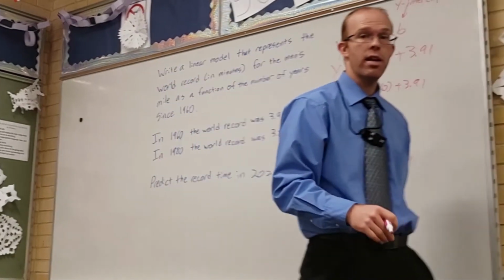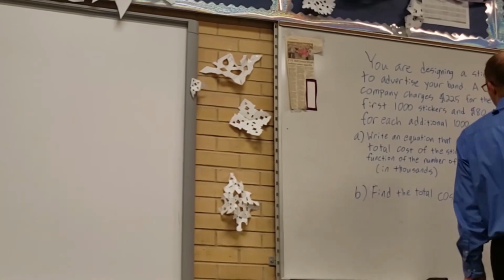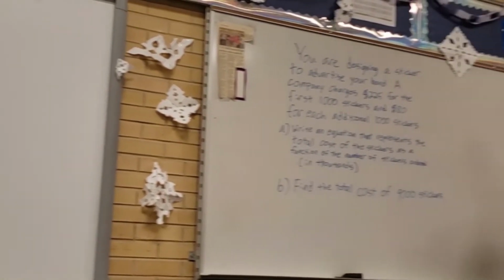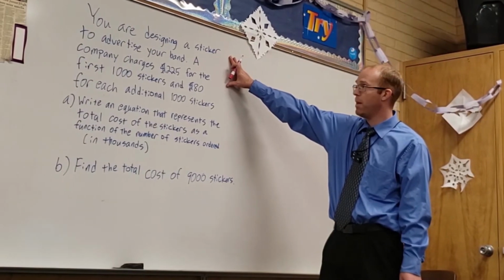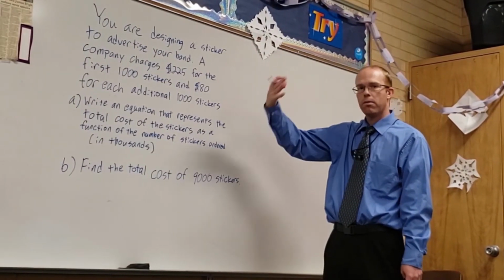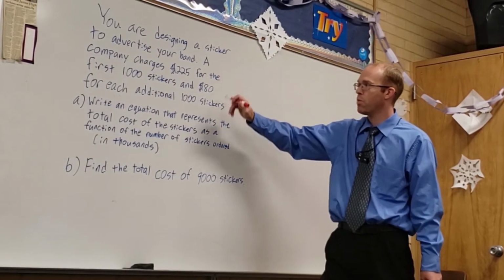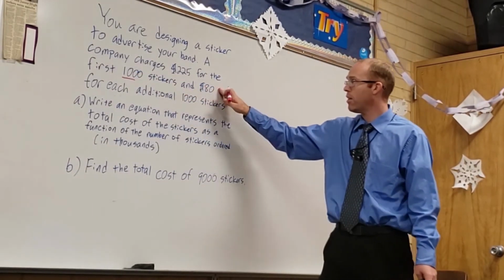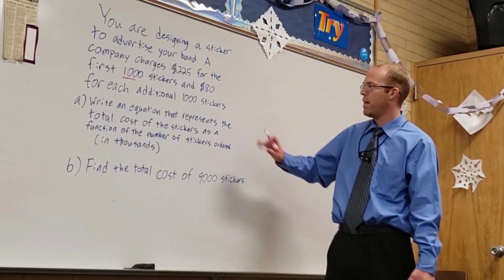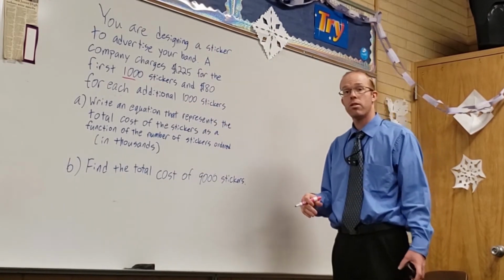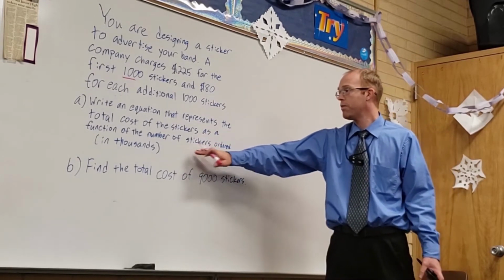Let's take a look at a second equation over here, a second story problem. For this one, we're going to do a little business right here with a band. We are designing a sticker to advertise for our band, and we want to take a look at the prices. So we see that the company charges $225 for the first 1,000 stickers and $80 for each additional 1,000 stickers right there. Our first task is to write an equation that represents the total cost of the stickers as a function of the number of stickers ordered.